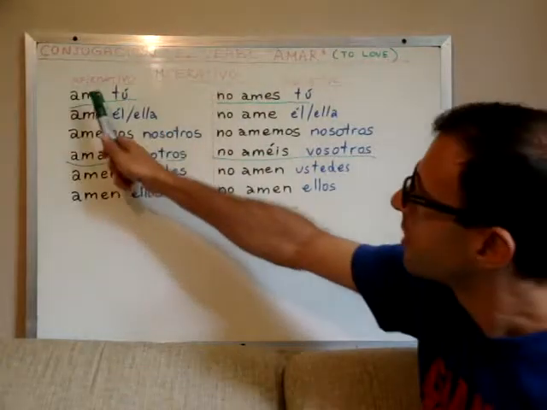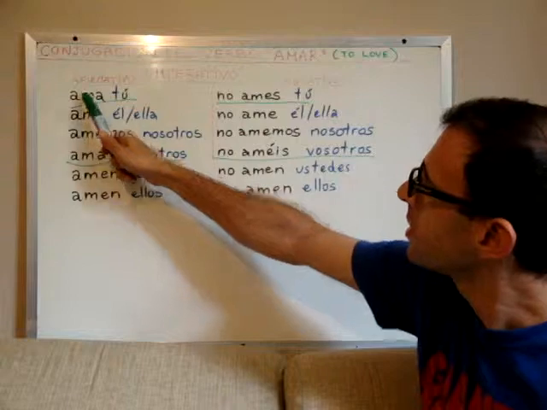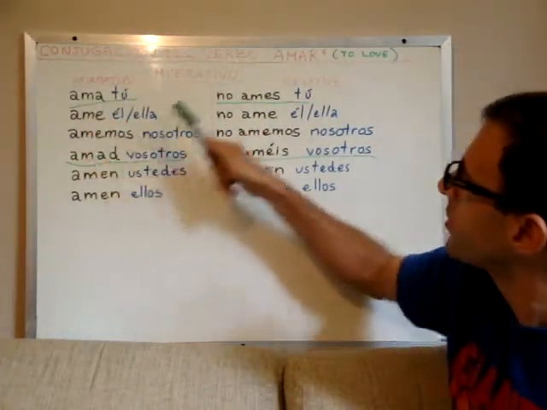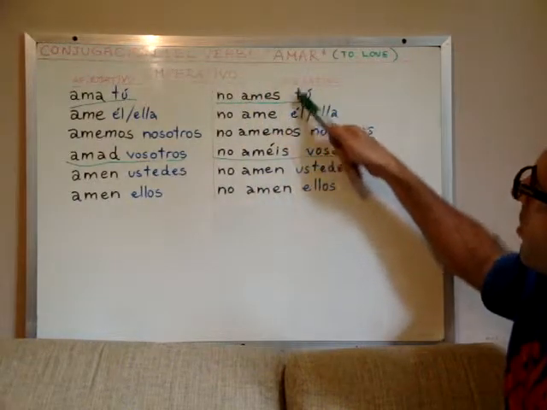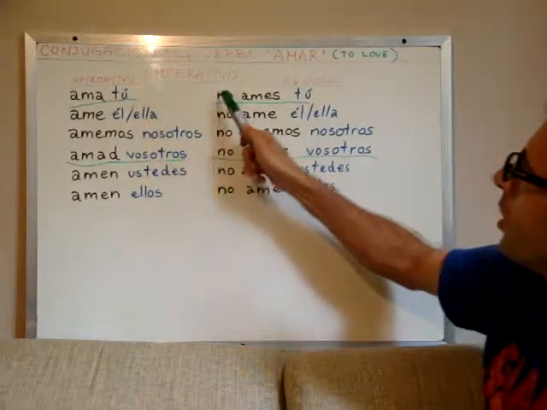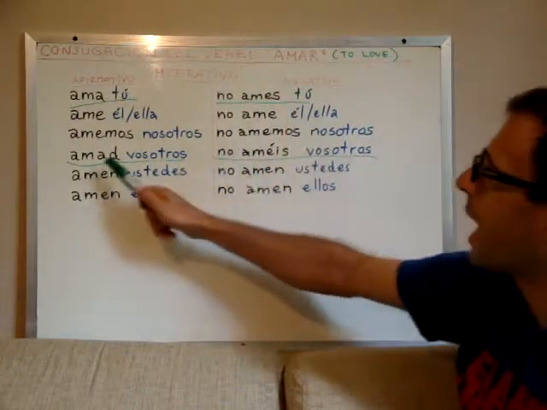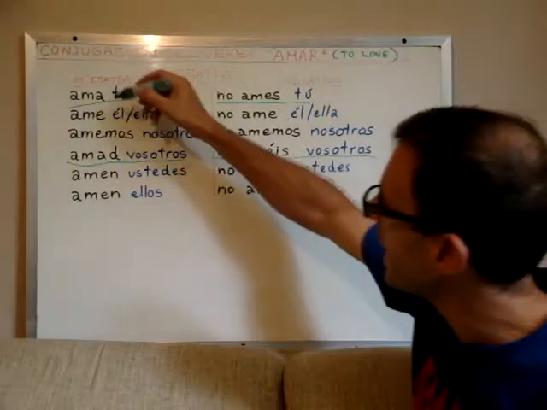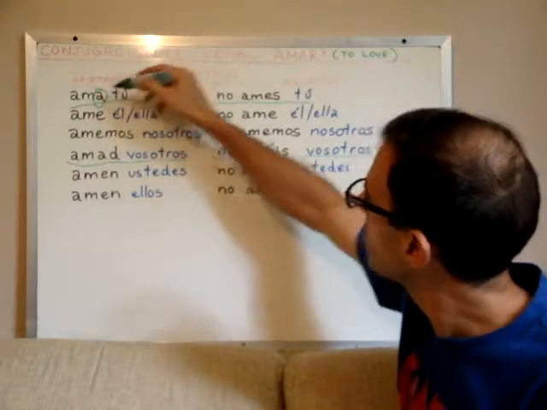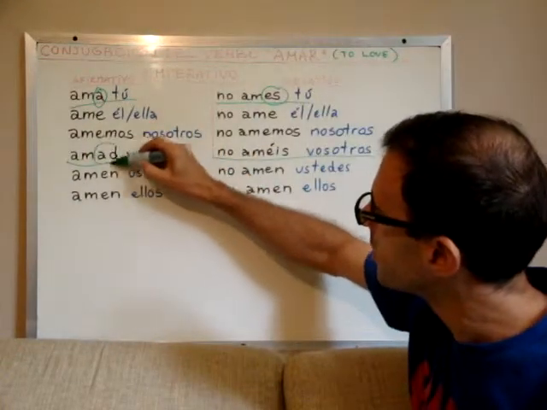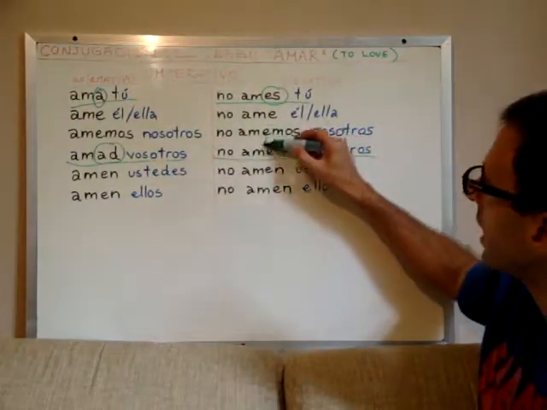So remember, affirmative and negative, these two persons, these two conjugations are different, right? Ama tú, no ames tú. Amad vosotros, no améis vosotros. See how the ending changes for the affirmative and for the negative, okay?